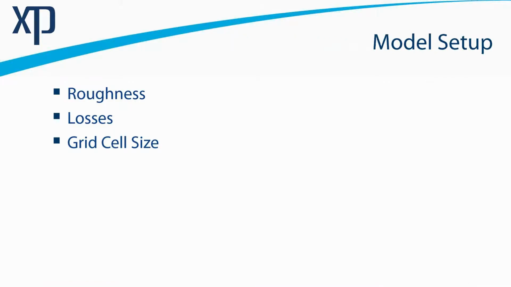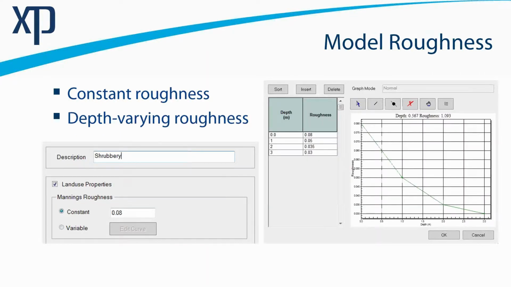So, model setup. What are the things we need to go through? Roughness is an important part of the process, as I mentioned, your losses of infiltration and your grid cell size. So model roughness. There's nothing wrong, when you're setting these models up, with just applying a constant roughness just to see what happens when you apply that rainfall.